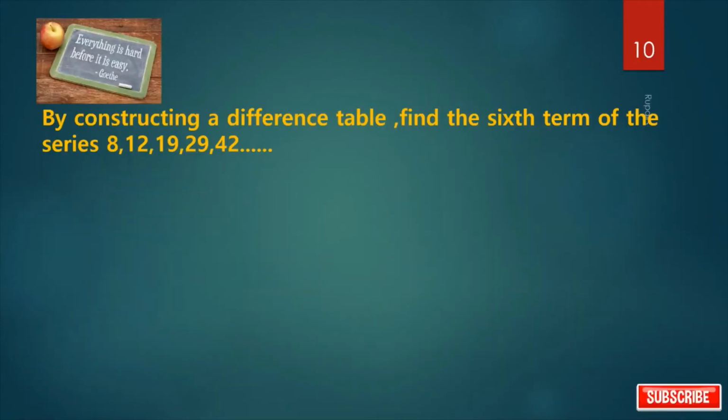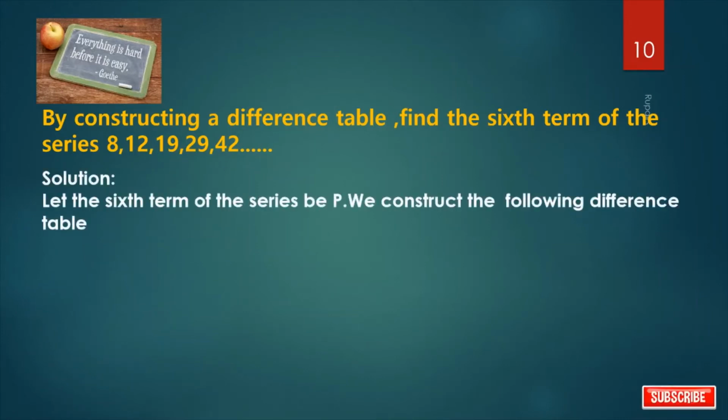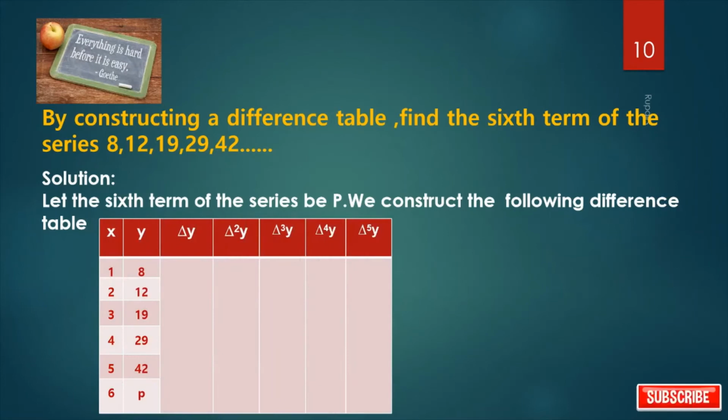Take one different type of example. By constructing a difference table, find the sixth term of the series 8, 12, 19, 29 and 42. See the solution. Let the sixth term of the series be P. So we construct the following difference table. These are x terms and corresponding y terms are this, and the sixth term of the series is P.